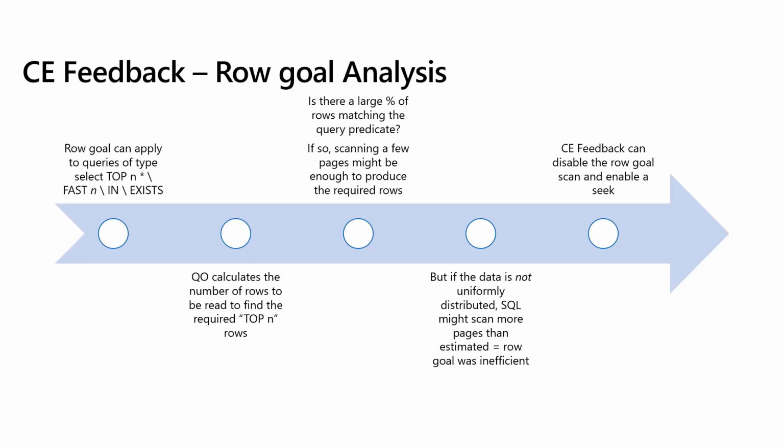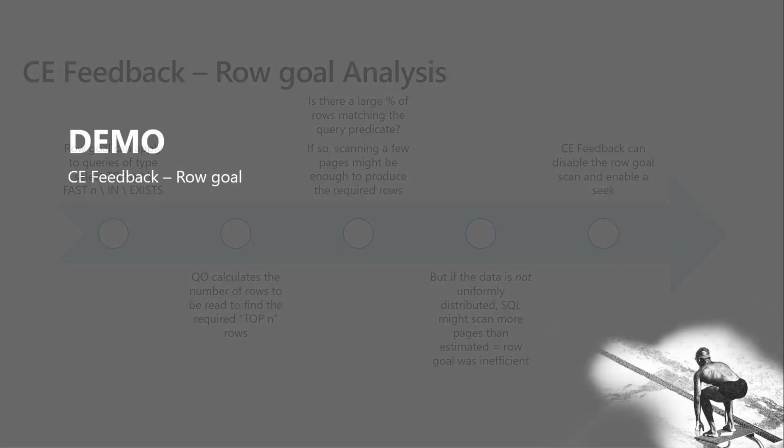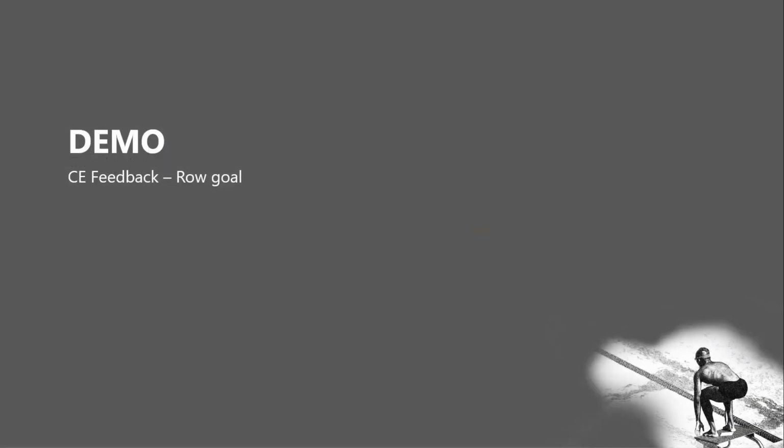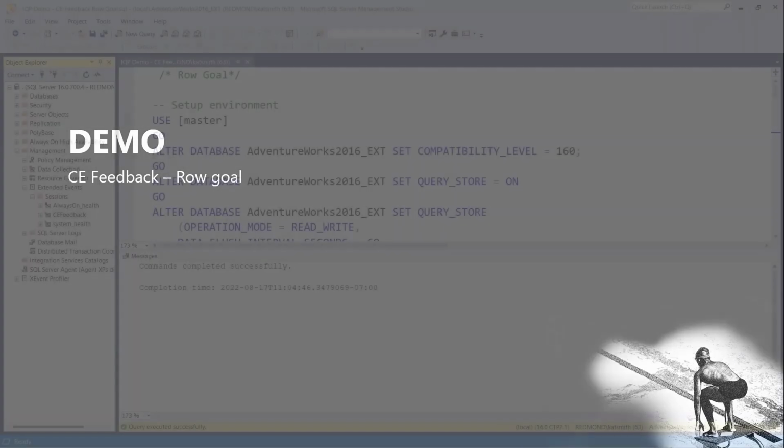So CE feedback can disable that row goal and enable a seek on the table. Let's do a demonstration now of cardinality estimation feedback row goal.